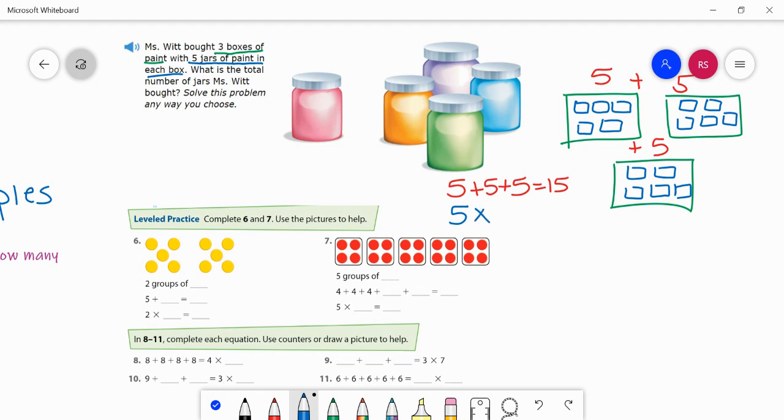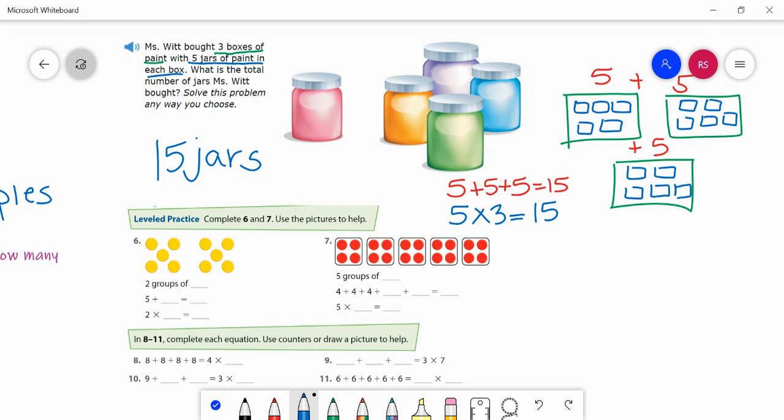You have 3 boxes, so let's just multiply 5 times 3. I know that 5 times 3 is 15. So you can see whether we use repeated addition or whether we use multiplication, we still get the same answer. What is the total number of jars that were bought? We have 15 jars. Okay.